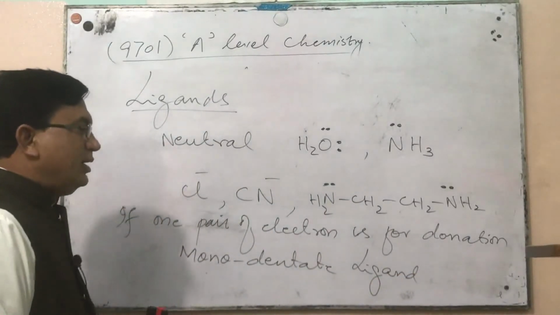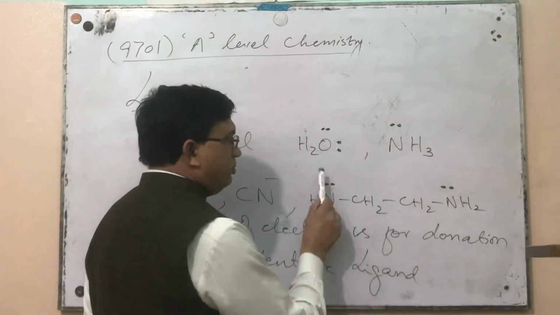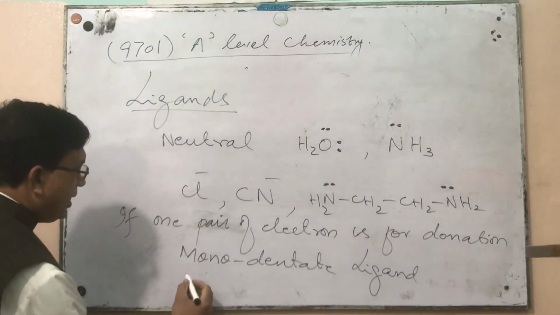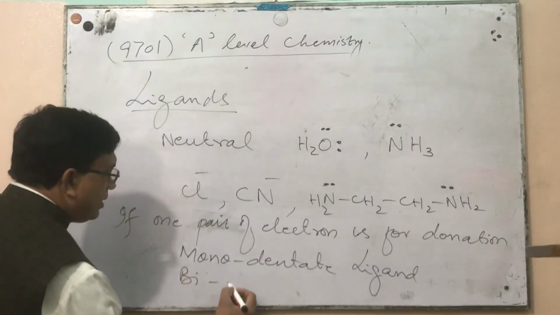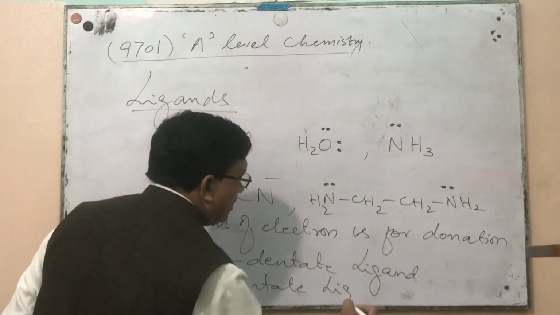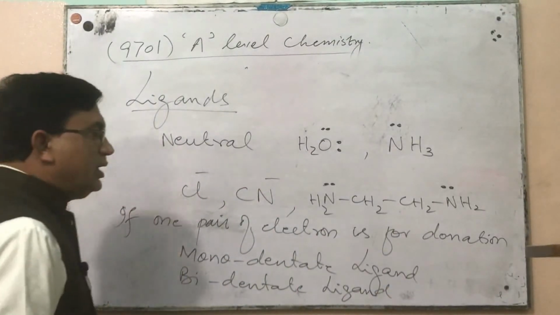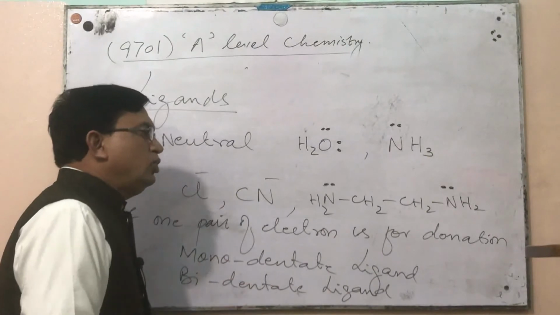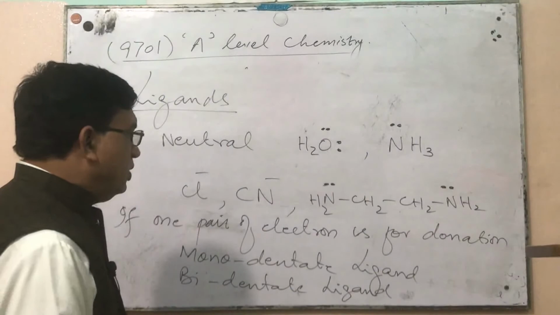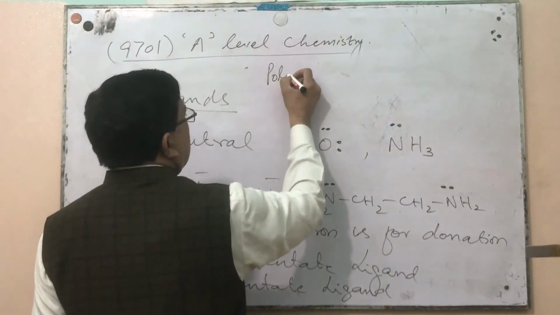If a molecule contains two lone pairs of electrons, just like diaminoethane, two lone pairs are present in one molecule, this is called a bidentate ligand. And if a molecule contains more than two lone pairs for the coordinate covalent bond formation, those are called polydentate ligands.